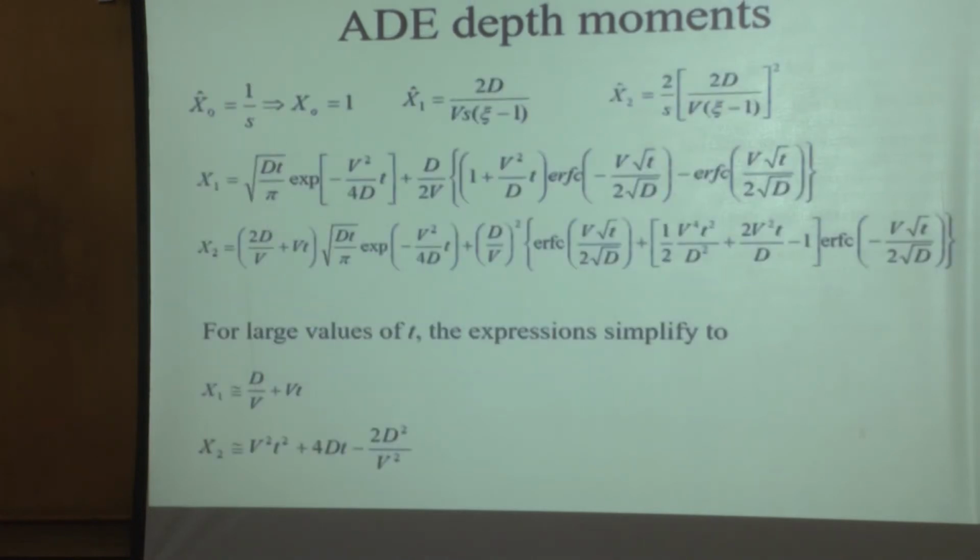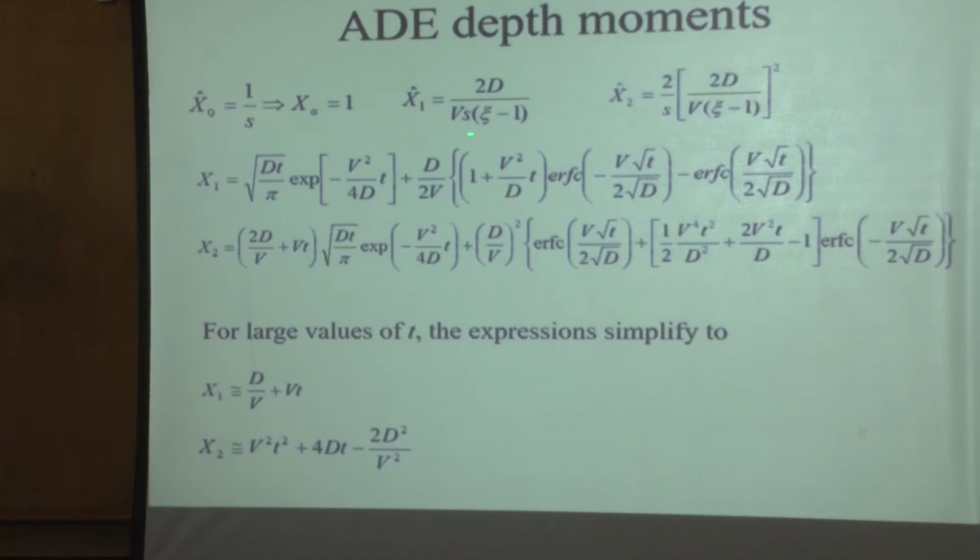So we go ahead and do that. If I do x sub 0 hat, that means for n equals 0, x sub 0 hat is simply 1 over s. Its inverse transform is 1. So the 0th spatial moment is 1. Should be no surprise. It's a probability density function. Its area underneath it should be equal to 1.